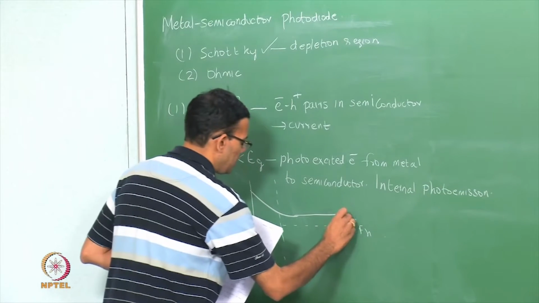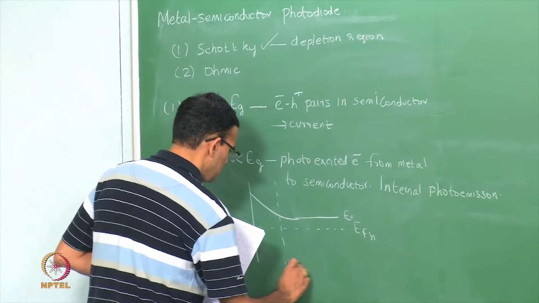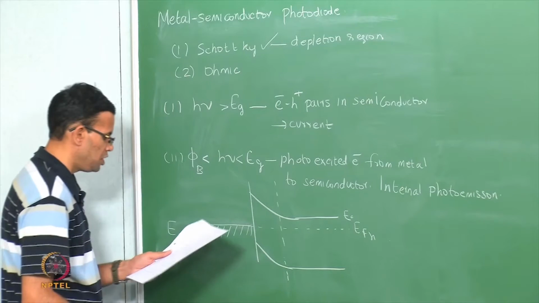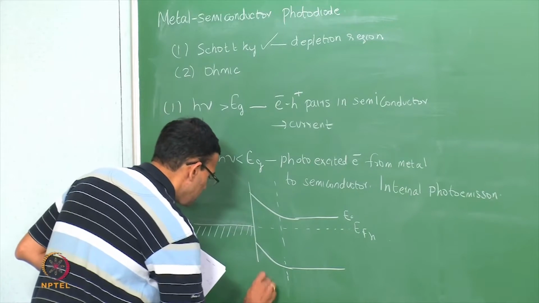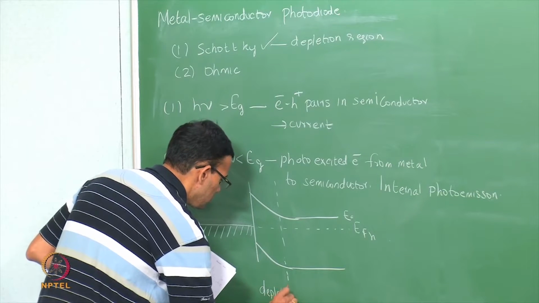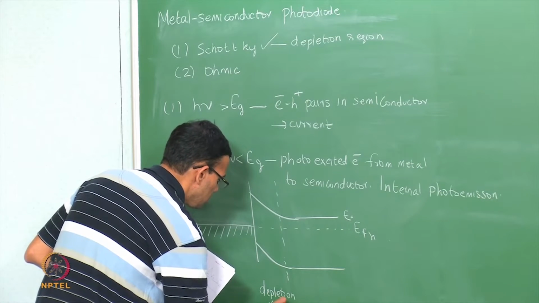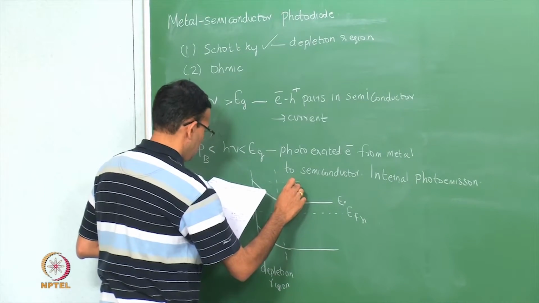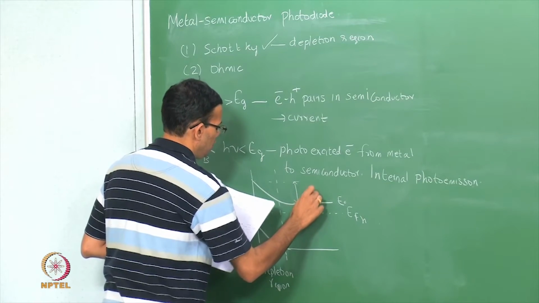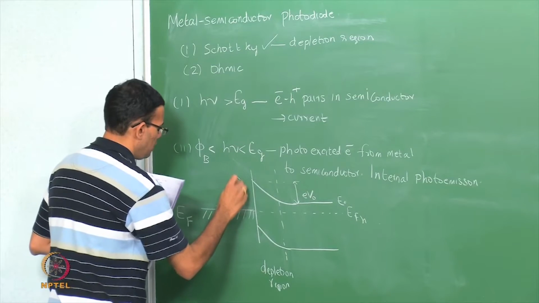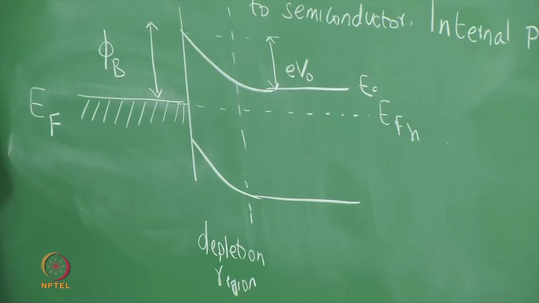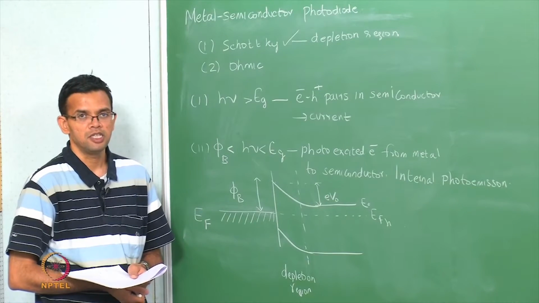I have my conduction band EC, and then I have my valence band, so that you have a depletion region on the semiconductor side. There is a built-in potential which is EV naught, and there is a Schottky barrier height phi b. The Schottky barrier height depends upon the difference between the work function of the metal and the electron affinity of the semiconductor.